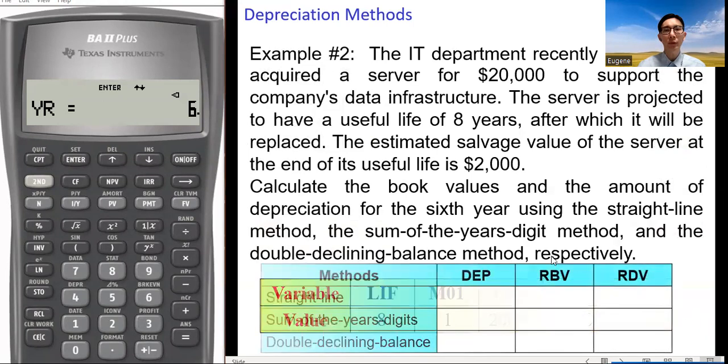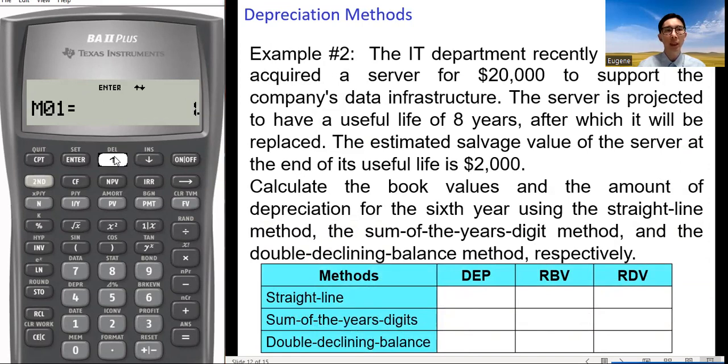And then we can get back to choose the method. The straight line method. Press the up arrow key. Get back to the SL method by pressing second and then set repeatedly. We get to SL, then we can press the down arrow key all the way to YR, confirming that it is 6. And then we can get the DEP, 2,250. RBV, 6,500. And RDV, 4,500.